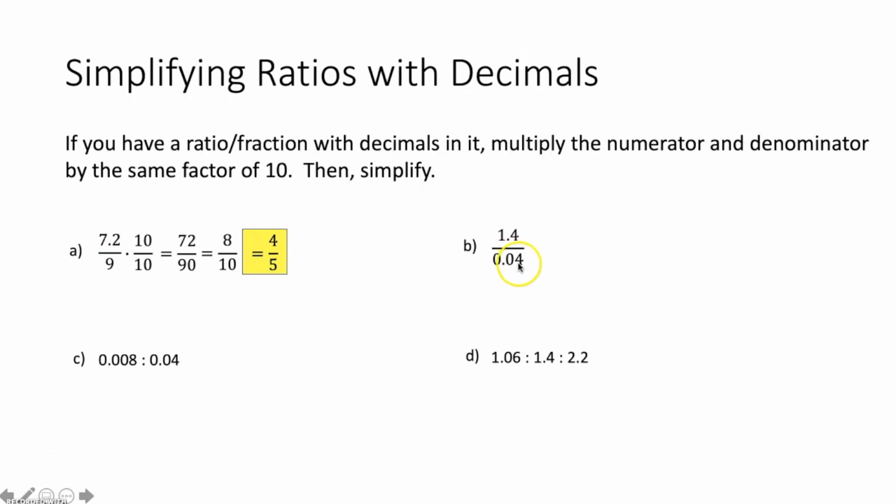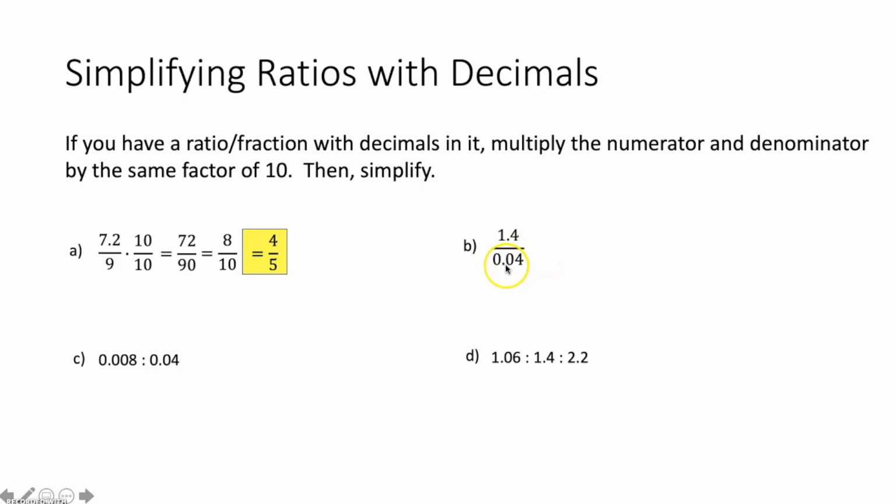For part B, I have another ratio or fraction with decimals in it. So I need to get rid of those decimals. In my numerator, to get rid of the decimal, I would have to move it to the right one place, meaning I would have to multiply the numerator by 10. In my denominator, to get rid of my decimal, I would have to move it to the right 2 places, meaning I would have to multiply that by 100. But I can't multiply the numerator and denominator by different things. So whatever the biggest factor of 10 is that you're going to have to multiply by the numerator or denominator, that's what you have to multiply to both.